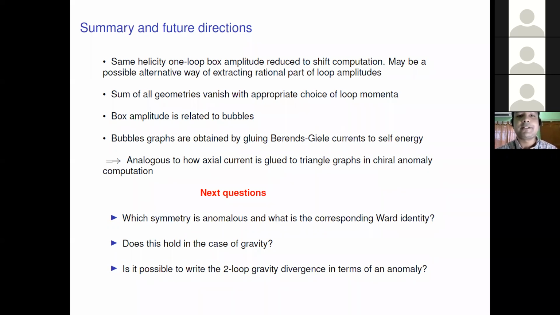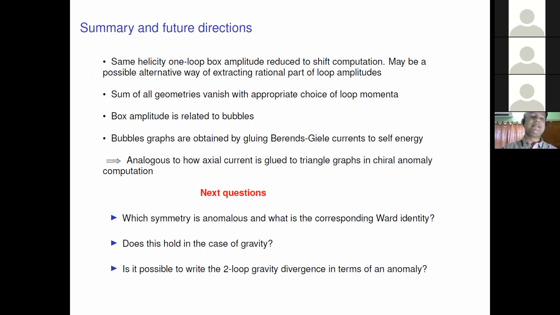And then the bubble graphs are obtained by gluing Berends-Giele currents to the self-energy. So this is very reminiscent of how the axial current was glued to the triangle graphs in the chiral anomaly calculation. So this is a very similar feature in this case. So it seems that there is some anomaly of the Berends-Giele currents, and we need to interpret this anomaly, but we have not yet understood what the particular anomaly is.